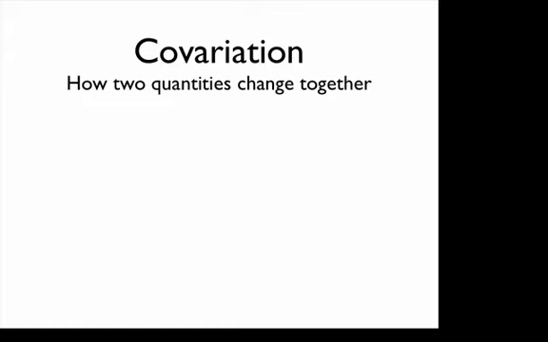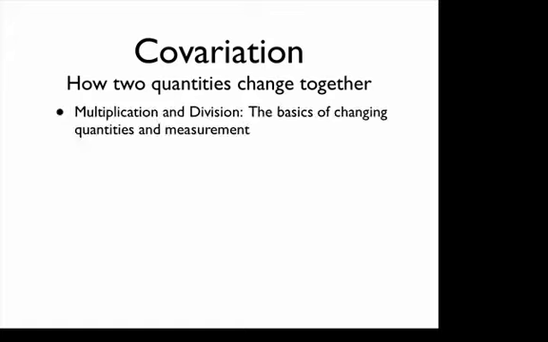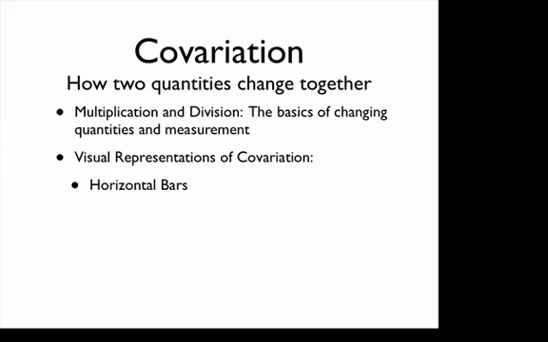So let's review. We started with multiplication and division, okay? These operations are the basics of changing quantities and measurement. We started by analyzing what multiplication is, what division is, what you get when you do these operations, and what they represent. And then we moved on to visual representations. Now we've talked about two. The first is these horizontal bars, which might have been less familiar, but we've worked a lot with them.